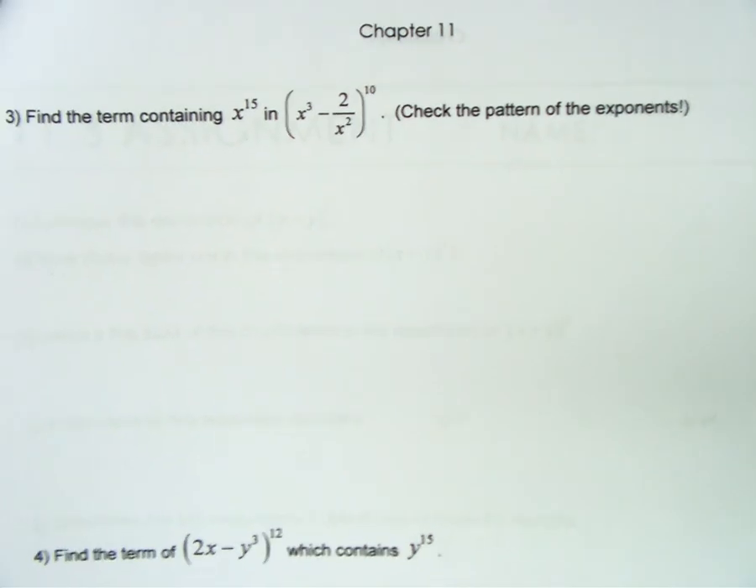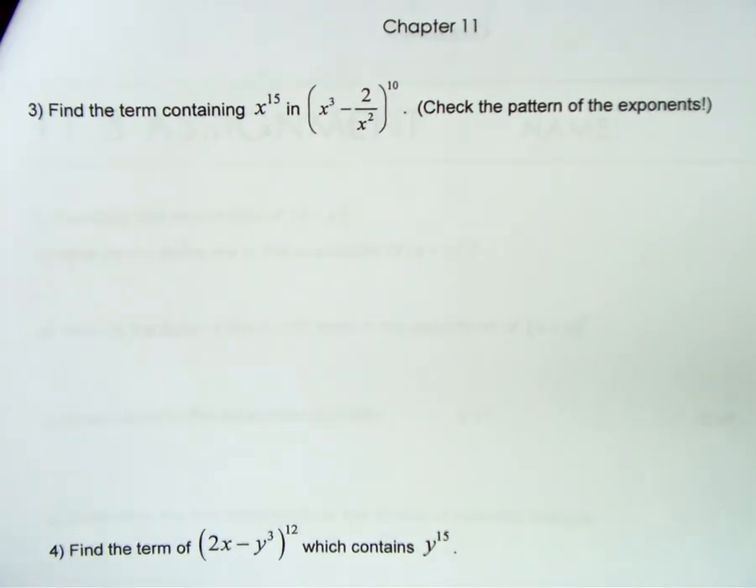All right. Here we go. So this is asking, it's not telling you to find the 10th term or the second term or anything like that. It's saying, tell me what term contains x to the exponent 15. What term has x to the exponent 15 in it? Is it the 10th term? Is it the 8th? How do you know it's the 5th?